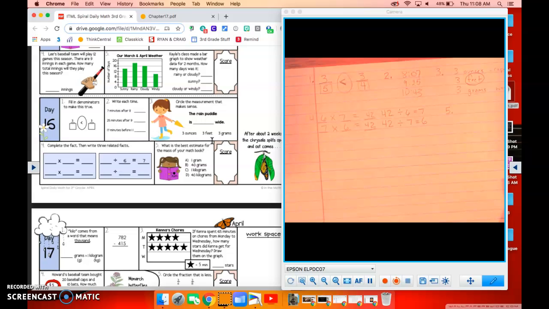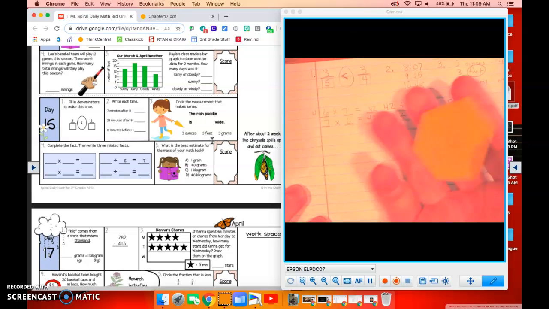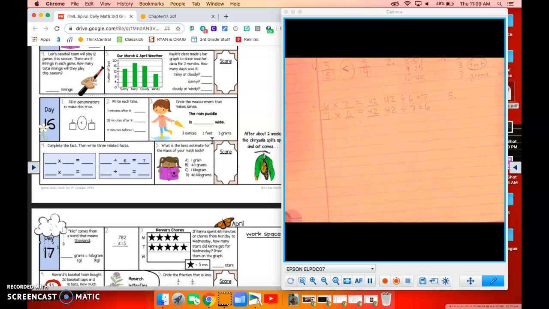So what is the best estimate for the mass of your math book? Well, 1 gram is like a feather, okay? That's super, super light. 40 grams, if you remember, that was just one of the two, or a combination of 2 of those small little gram stackers that were probably about the size of that, right? So really light, hardly anything to it. My best guess would probably be about a kilogram. That would probably be a pretty nice little guesstimate for the weight of your math book, okay?